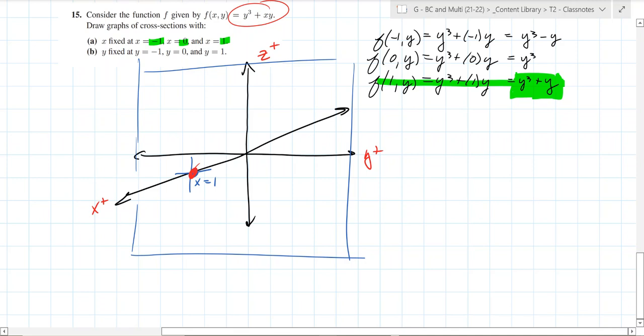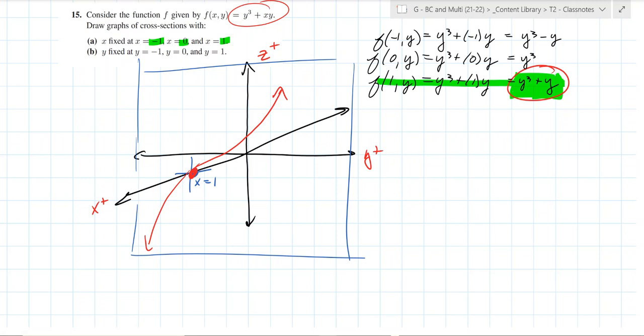What does it look like? I think it looks like this, like that. So what is that? Y cubed plus y. Does everybody see that right there? Does that make sense for that color right there? So I'm going to call this one the red one.